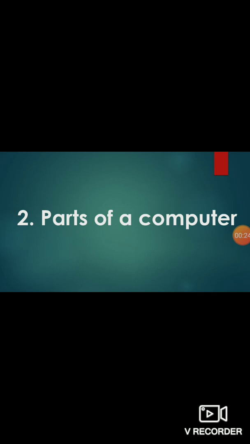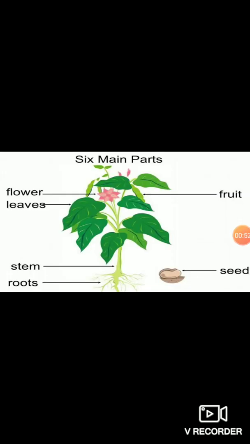and also each and everything has some parts, like for example a car has some parts: wheel, mirror, engine, etc. As well as humans also have some parts like eyes, ears, heart, legs, hands, etc. As well as plants also have some parts like seed, roots, stem, leaves, flower, fruit.